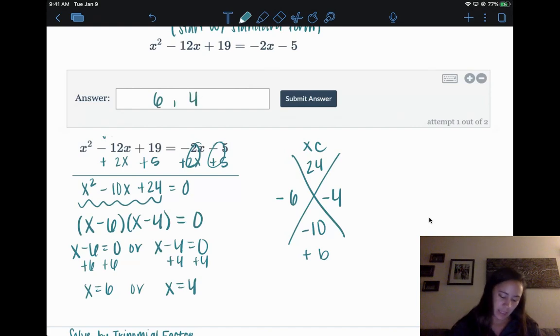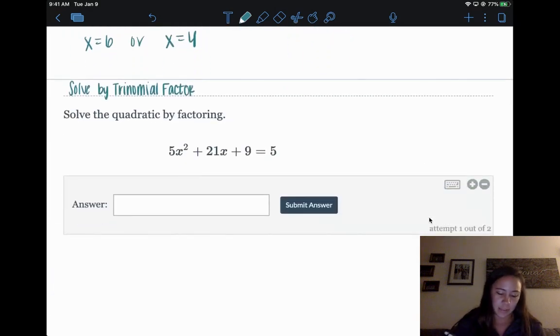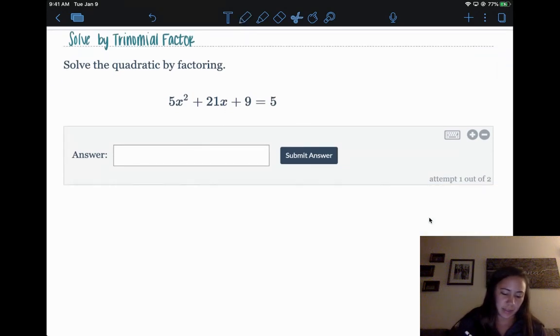There's your answer. All right, let's solve again by factoring, but in this case, let's make this first in standard form. So let me copy and paste this equation.